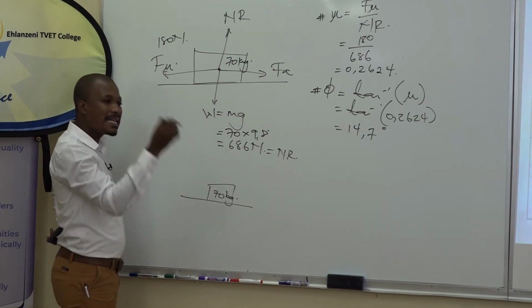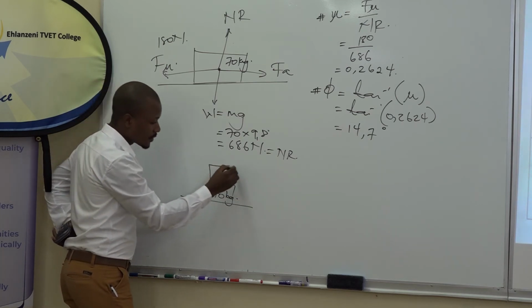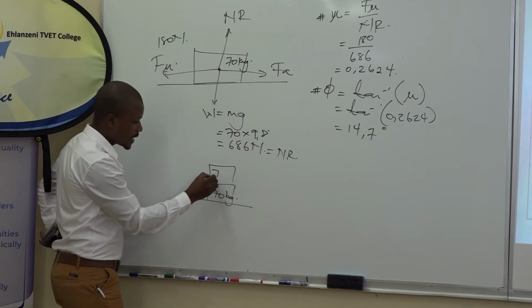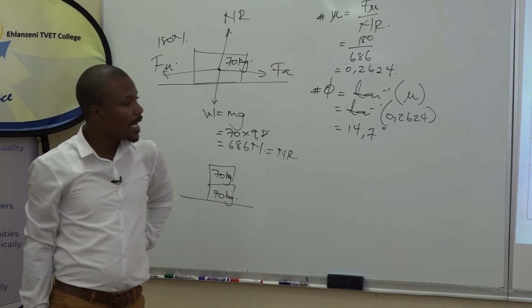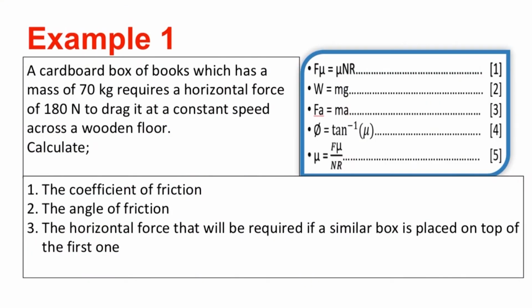This means that another box similar to this one, meaning it has the same mass, is placed on top of that particular box. Now they want you to calculate the horizontal force which is required. Now there are two ways of working this out. The first method, I will show you.